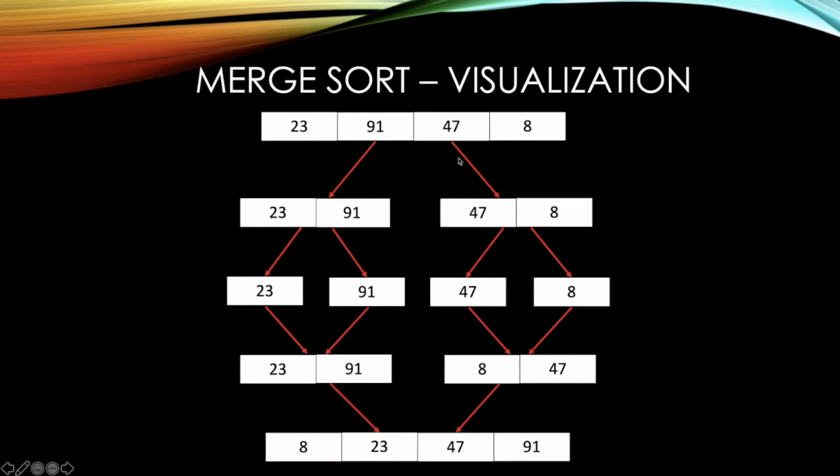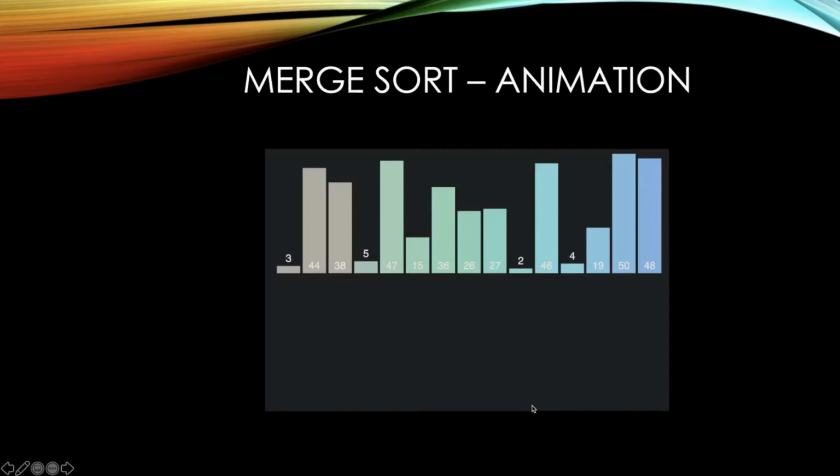Here's a visualization. We split it up into 2 subarrays, and each of those are split into 2 subarrays once again. Over here, the 2 subarrays are compared. As 23 is smaller, it's placed first, and then 91. Over here, 8 is smaller, so it's placed first, and then 47. We then combine these with 8 being the smallest, then 23, then 47, and then 91.